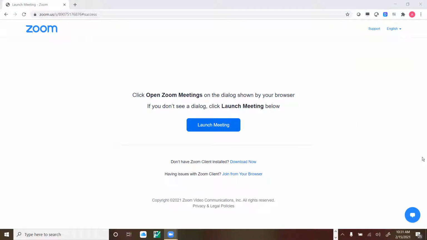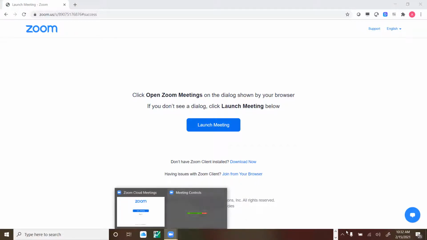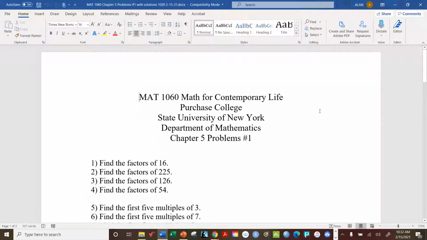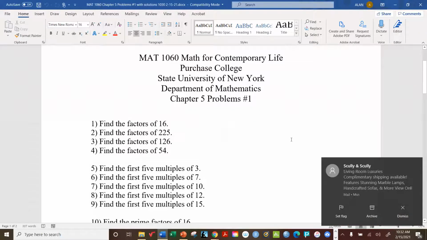So now today, the first thing we're going to do is work on the chapter 5 problem set number 1. And then when that's done, we'll get back to the chapter 5 material when we were just about ready to start scientific notation. All right, so let's take a look at these. And let me get this thing open. And here we go. So now you can see this is a fairly short one.